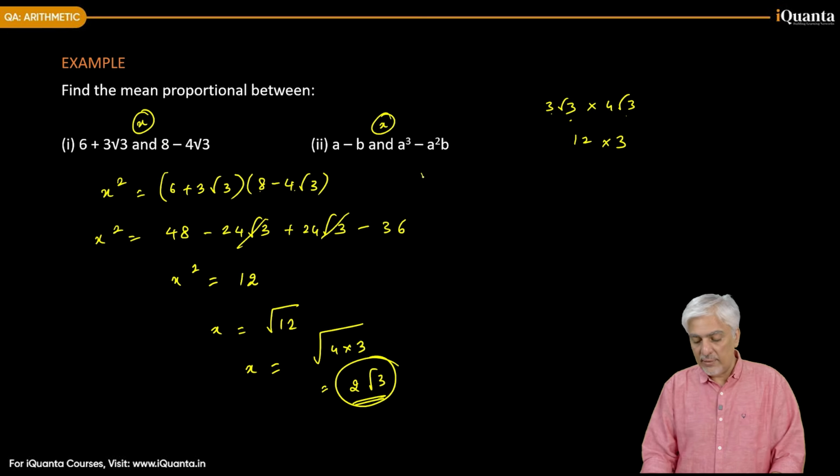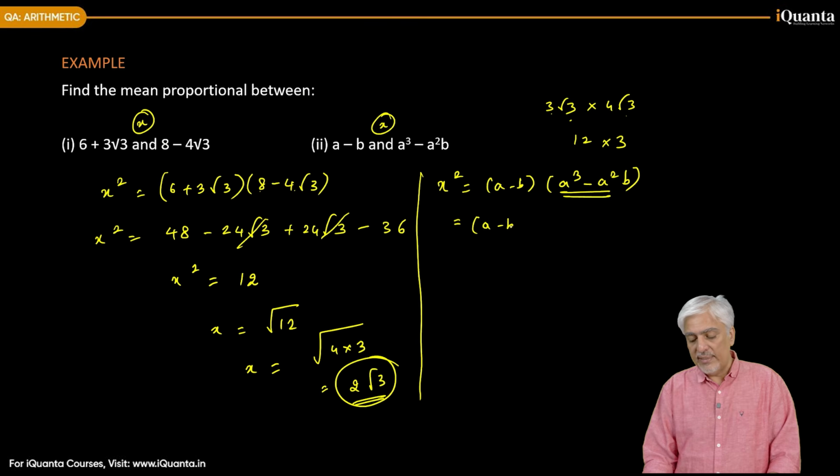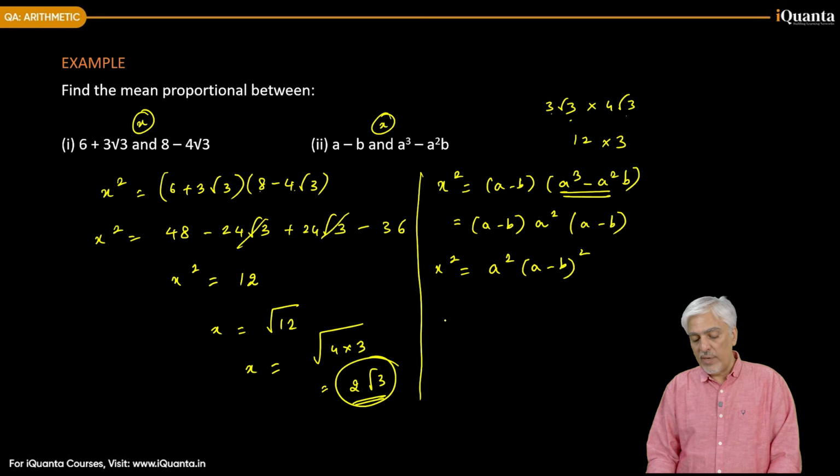Let's see the next one. In the next one, I'll get x square is equal to a minus b into a cube minus a square b. Let's take something common in the second bracket. What is common in the second bracket? A square is common. So I'll get a minus b. So I'll get x square is equal to a square into a minus b the whole square. So now when I take square root on both sides, x becomes a multiplied by a minus b.